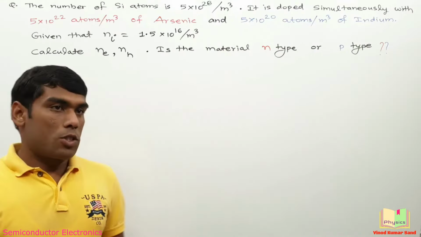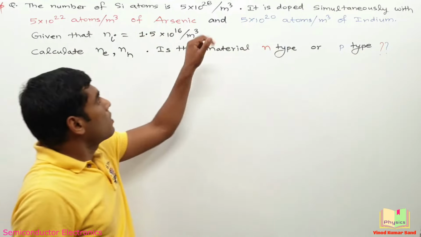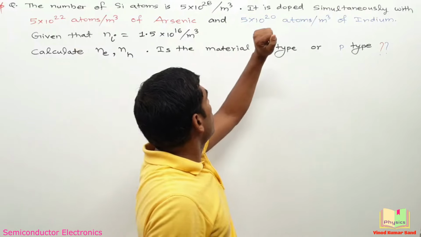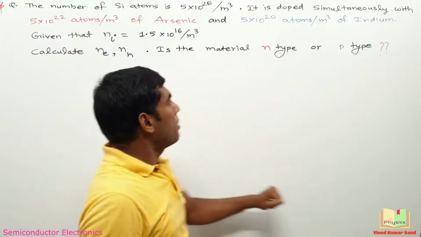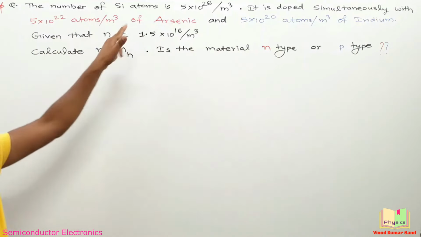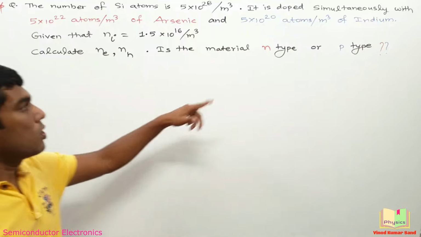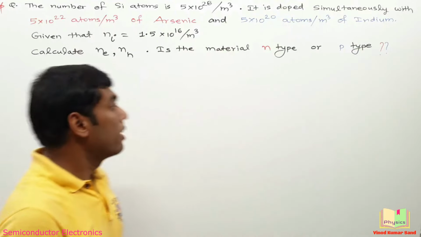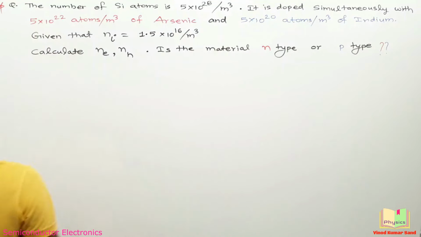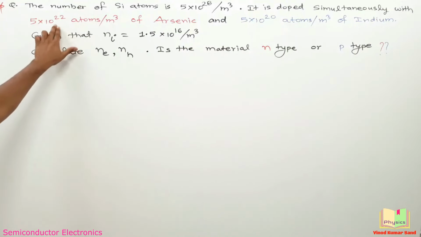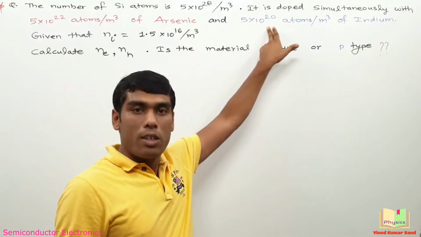Let's have the next question. It's a good one. The number of silicon atoms are 5 into 10 to power 28 per meter cube, and it is doped simultaneously with the arsenic as well as the indium. The question is asking Ne, Nh and the type of the material. Looking at the language of the question, if we focus on the doping concentrations, here for arsenic it is 10 to power 22, and for indium it is 10 to power 20.